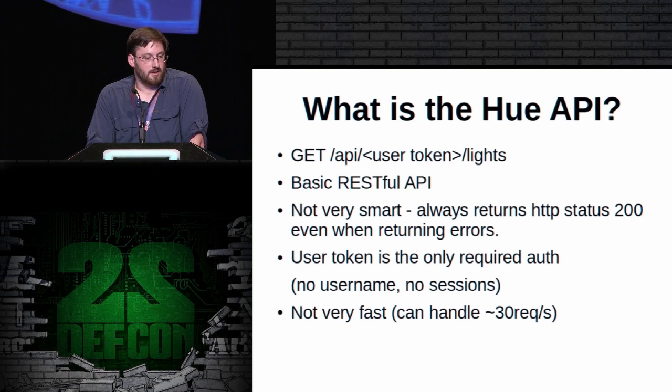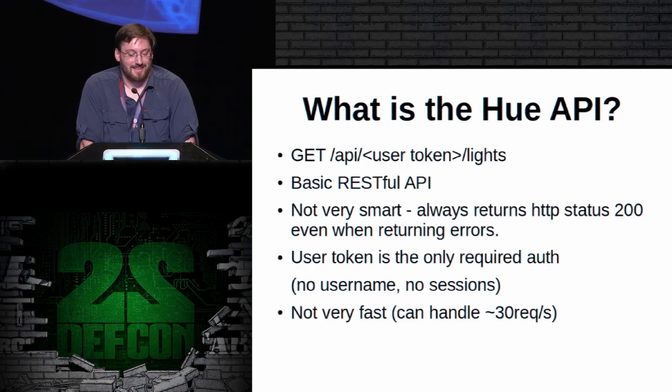So this is the Hue API. It's very basic. The networking stack in that thing is very interesting, and I mean that in the nicest possible way. It always returns the HTTP 200 status code. It doesn't really mind if you just don't send ACK packets. It just kind of keeps going.